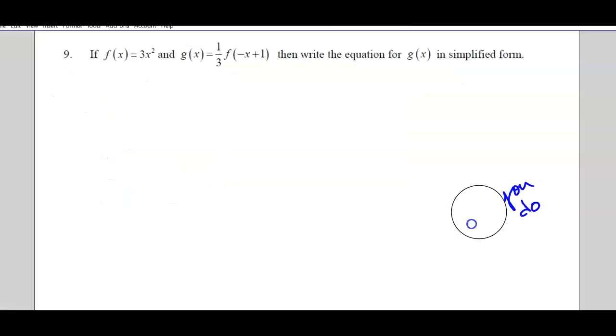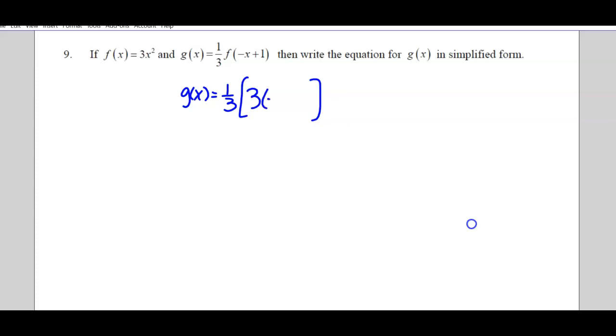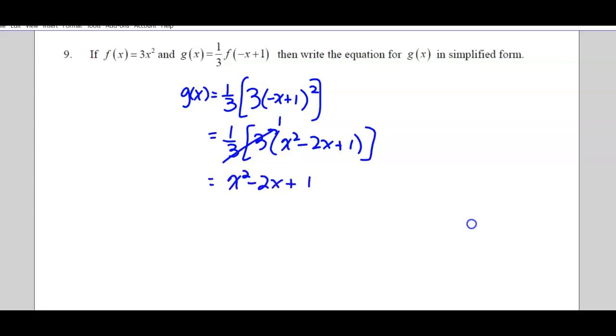Okay, we're going back to finish up the ones that we didn't get done in class. So f of x equals 3x squared, g of x is a transformation of it. Write the equation for g of x in simplified form. So because we already have that transformation, just use your function notation. All right, so 1/3, and then you're replacing every x in f with negative x plus 1. So that's going to be 1/3 times 3 times negative x plus 1 squared. And it's in simplified form, so we're going to expand out. Notice here 1/3 times 3 goes to 1. So that's just going to be x squared minus 2x plus 1.